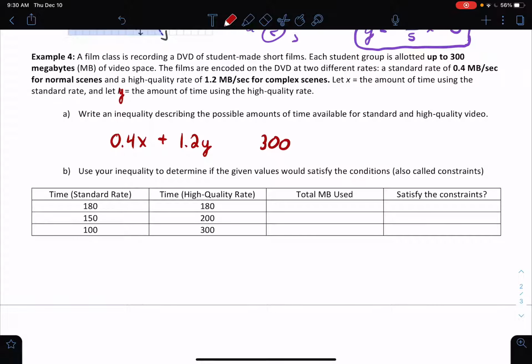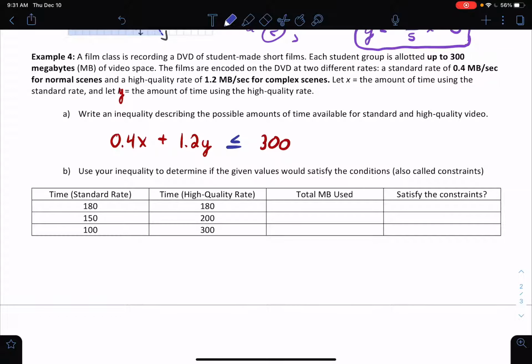Now, I can use up to 300 megabytes. So it can be 300, that's the max I can be, or it needs to be less than that. So, less than or equal to 300. There is our inequality.